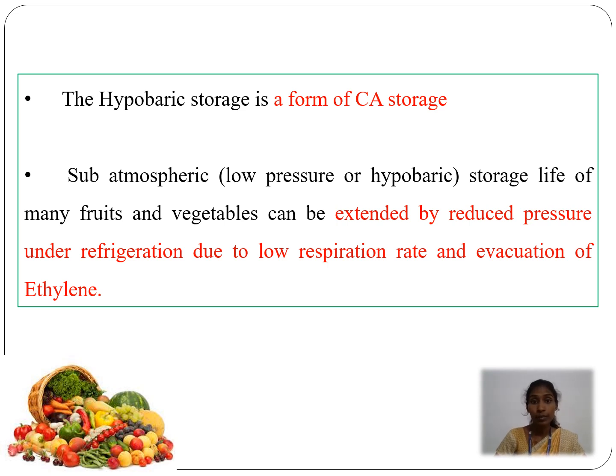The hypobaric system is a form of CA storage. What is CA? It is nothing but controlled atmospheric storage condition. As we know, it is a low pressure treatment, so we can say it is a sub-atmospheric pressure storage system. The storage life of many fruits and vegetables can be extended by reducing the pressure at low temperature conditions, that is, a refrigeration system. In these systems we can evacuate the ethylene production so that the respiration or the availability of the gases will be reduced, so that the shelf life of the fruits and vegetables can be improved.